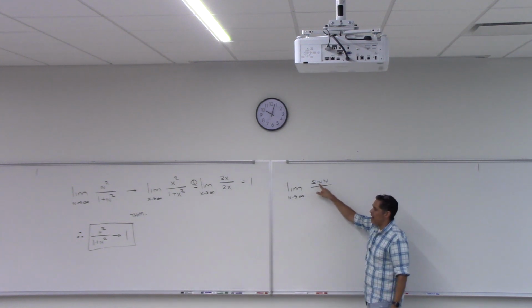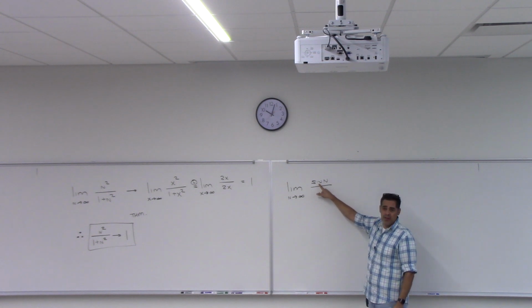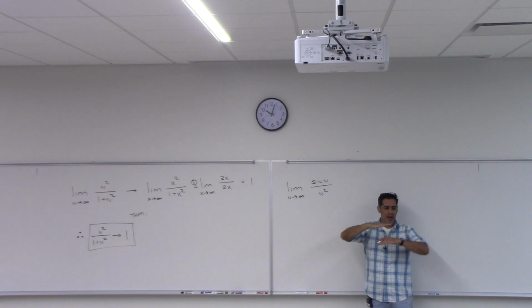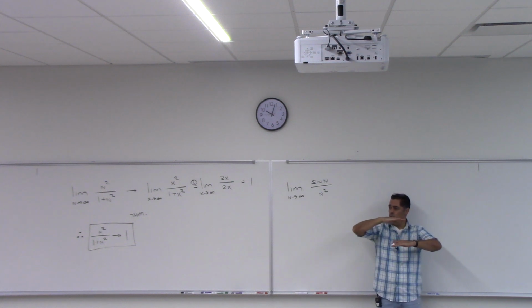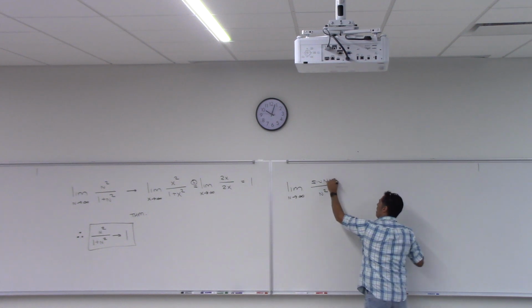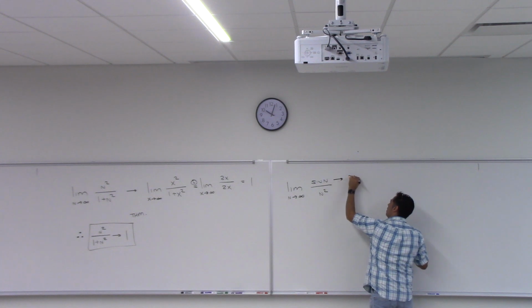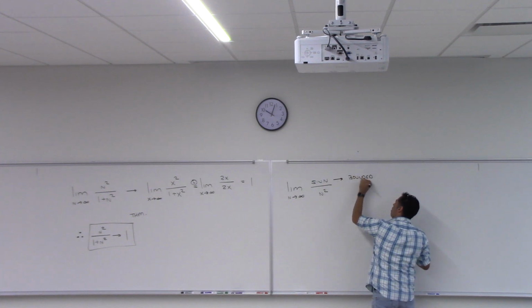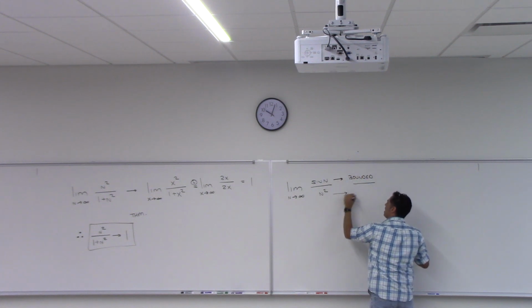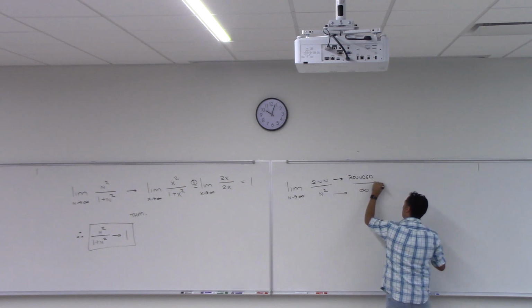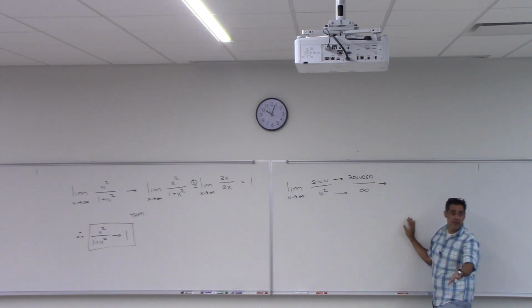what I can say is that the numerator is bounded. Okay, bounded. This is a bounded function on top. Sine is always between -1 and 1, right? So if you have something on top that's bounded over something that becomes infinitely big, guaranteed this goes where? 0.